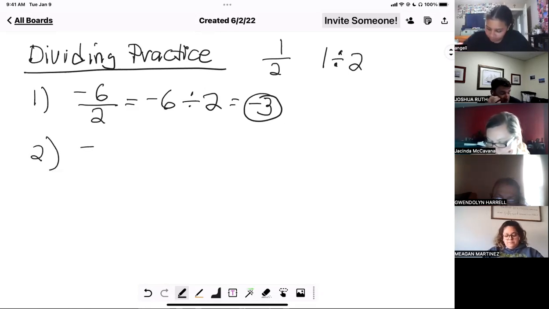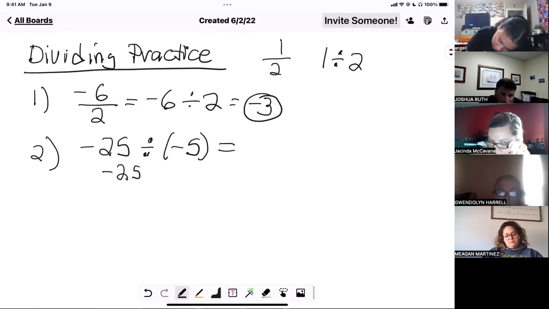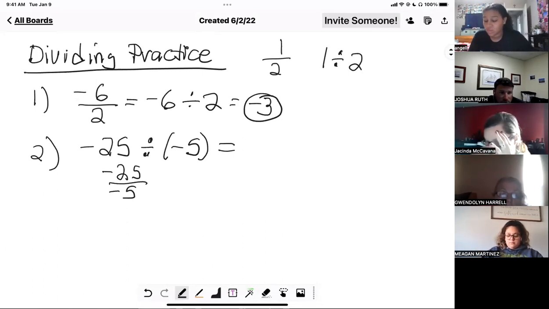2. Negative 25 divided by negative 5. And if you don't like it that way, you write it as a fraction. I'm a big fraction person, so I always write it that way myself. Like I would write it in a vertical fashion. You don't have to, any way that you like. But now I'm going to do it separately. A negative divided by a negative is a positive. So I know the answer is positive. And 25 divided by 5 is 5. So it has to be positive 5.